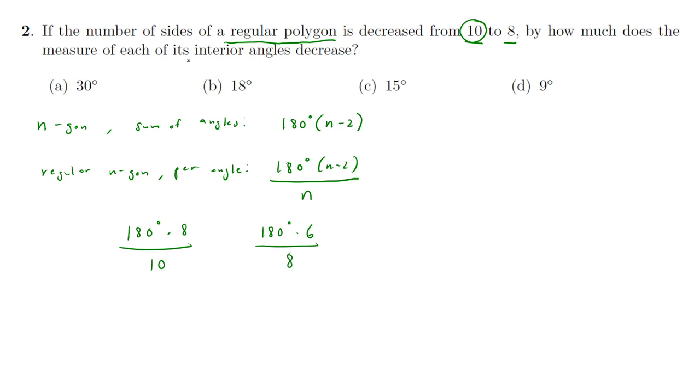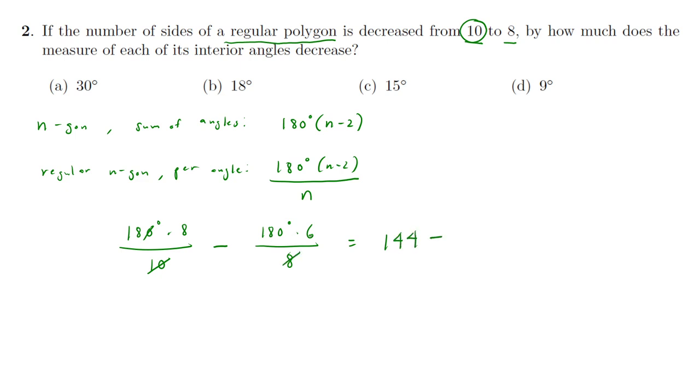Yung difference daw na yan ay, hinahanap natin yung difference. Okay, so minus. Kung bababa ka from 10 to 8, yan yung difference. Okay, again, wag kang mag-multiply, i-cancel common factors muna bago mag-multiply. So, mabubura yung 0. 18 times 8 ay 144 lang.